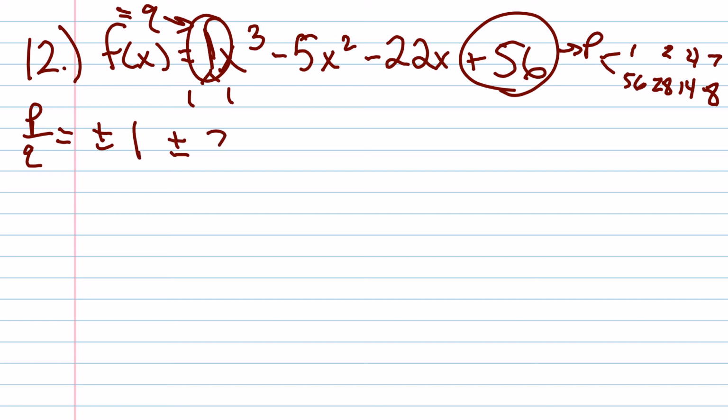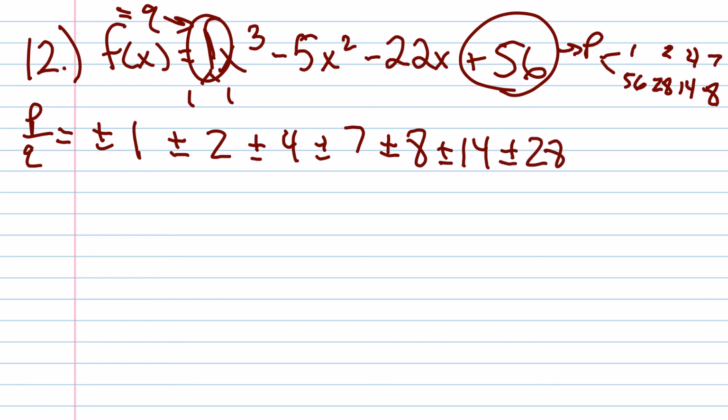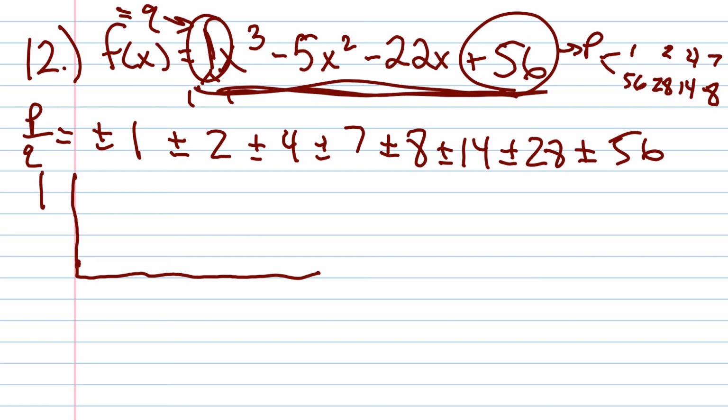Plus or minus 1, plus or minus 2, plus or minus 4, plus or minus 7, plus or minus 8, plus or minus 14, plus or minus 28, plus or minus 56. Now remember, when I do my synthetic division, I just always start from left to right. So I put 1 outside the box first. Remember, these numbers right here give me inside the box, so that's why I have 1, negative 5, negative 22, and 56. We're going to try with 1.